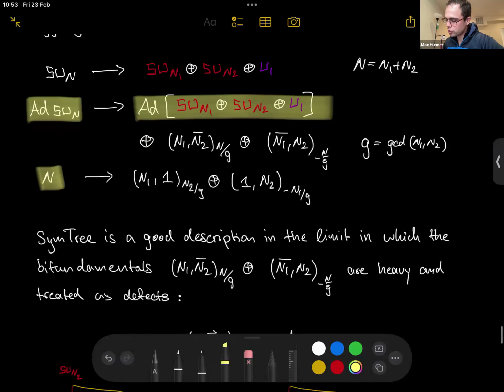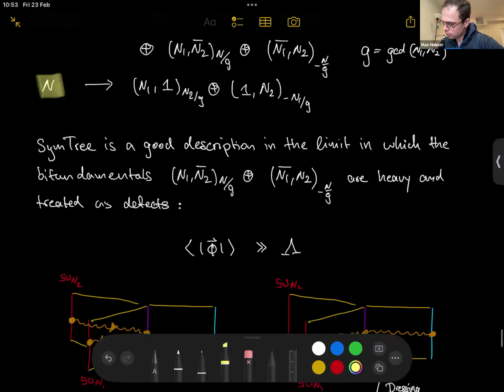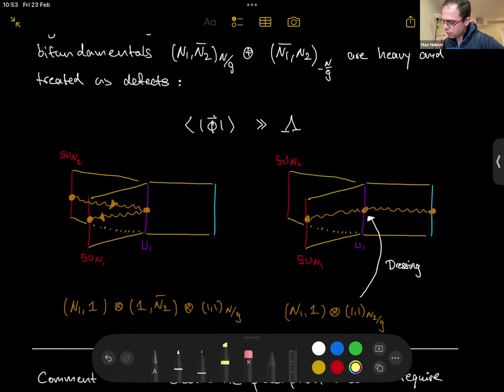Now the question is, in what limit is this SymTree a good description of the physics? The SymTree is a good description in the limit in which the bifundamentals are heavy and you want to treat them as defects. Here is exactly such a bifundamental. It's an M2 wrapping the exceptional curve, or a fundamental string running between the D-brane stacks. And in the SymTree, it looks like a defect. So that's how it should be treated.